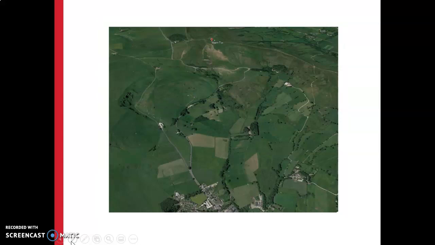Just another perspective view now, looking from Castleton Village at the bottom, with the Winnett's Pass road going up and left, and the old road snaking out to the right below the Mam Tor landslide.